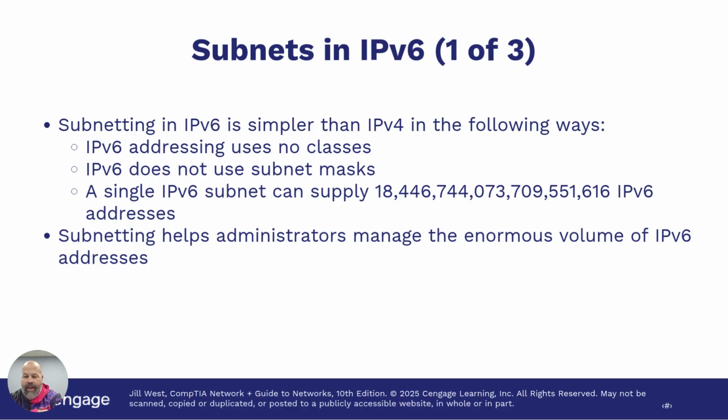The sheer volume of addressing means that we subnet IPv6 mostly for organization and management, not because we're running out of addresses. It's like having an infinite supply of house numbers. You still organize them into streets and neighborhoods to make sense of them.